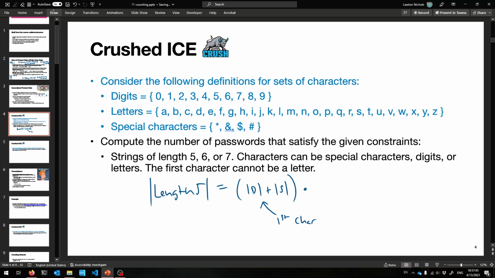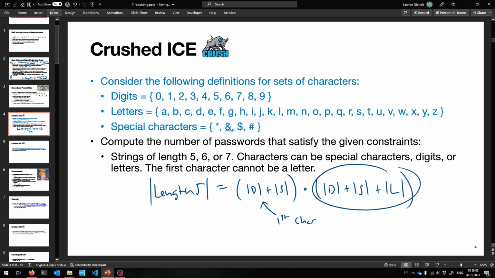And then you multiply that by your choices for the rest of the characters. For your second character, you get to choose from any of them, right? Digits, letters, special characters. So how many options do you have for the second character? Size of digits plus size of special characters plus size of letters. And so that's your second character.